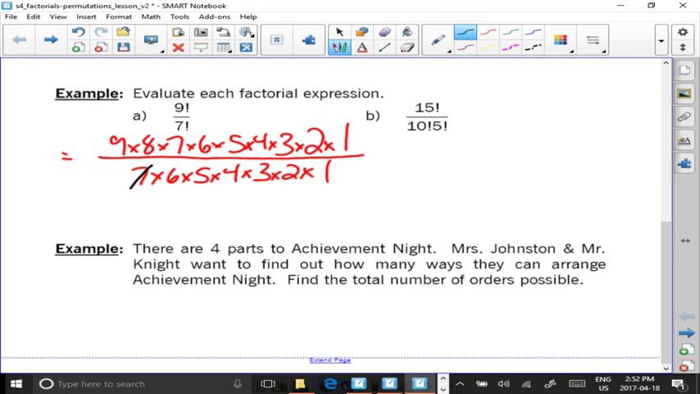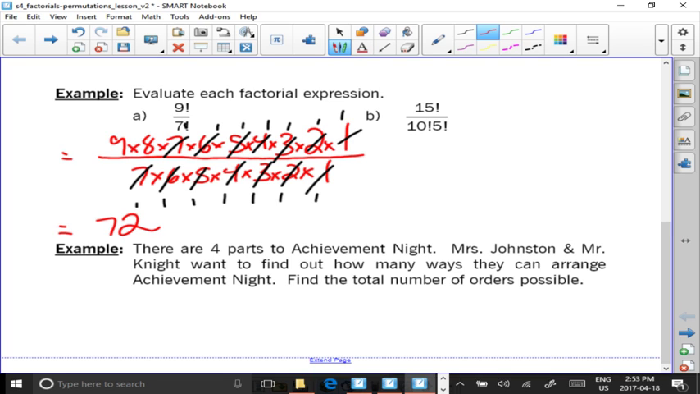So in other words, this 7 crosses out with this 7. This 6 crosses out with this 6. The 5's cross out, the 4's cross out, the 3's cross out, the 2's cross out, and the 1's cross out. Anytime we cross it out, we're dividing a number by itself, so we're replacing all these with 1's, but that really doesn't matter, because if you multiply something by 1, you just get that number. So we're left with just 9 times 8 on top, and 9 times 8 is 72. So the answer, without even needing a calculator, is 72.